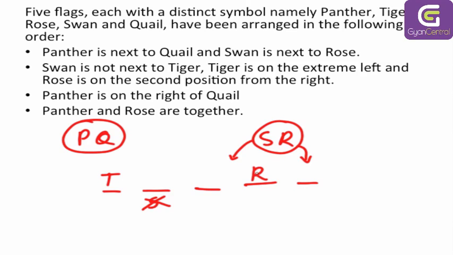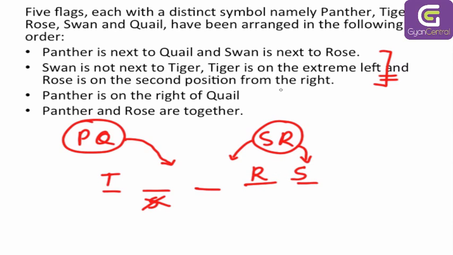R is already here. Which position will S take? Well, since PQ have to come on these two positions, they have to be together. S as a guarantee will come here. So till now, from the first two statements, we have figured out the structure T, then PQ or QP. I do not know what order is there on positions 2 and 3, and then RS.